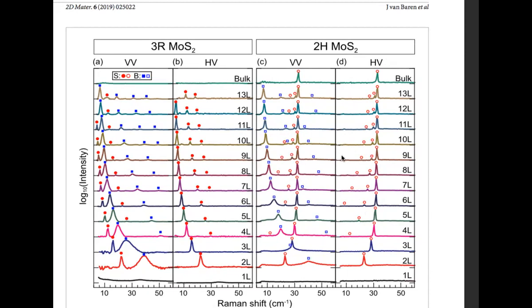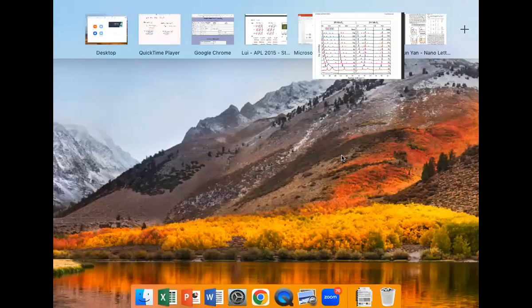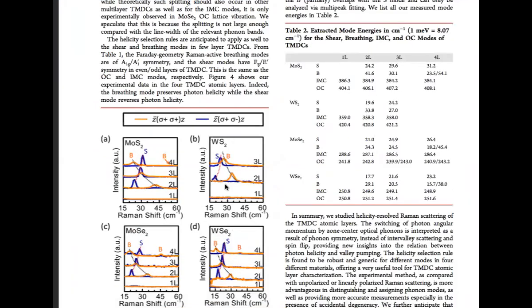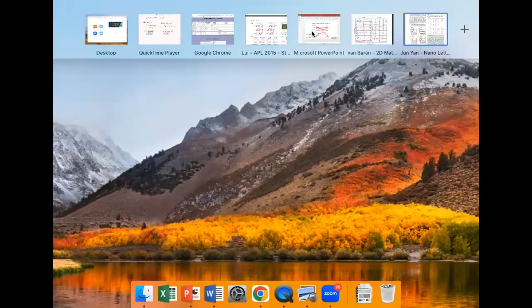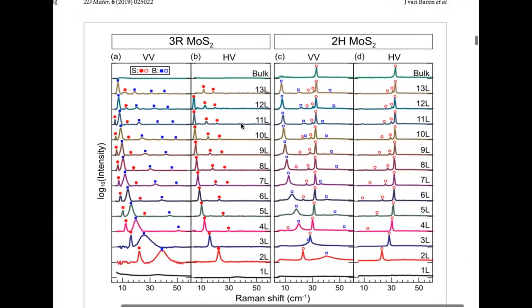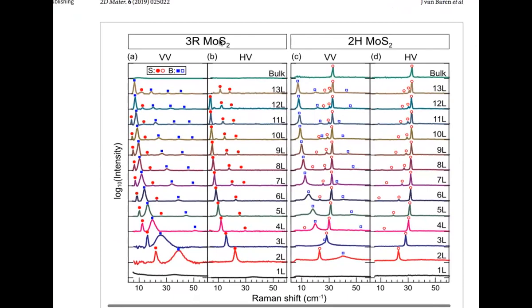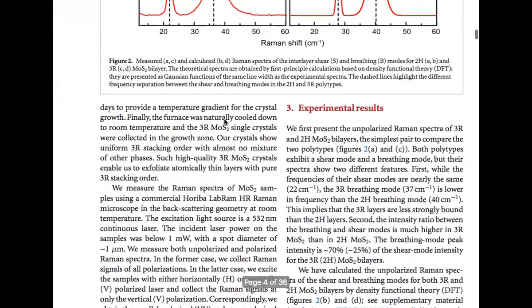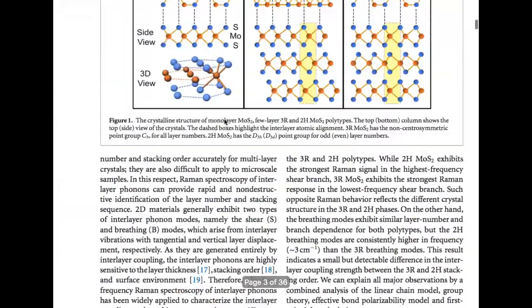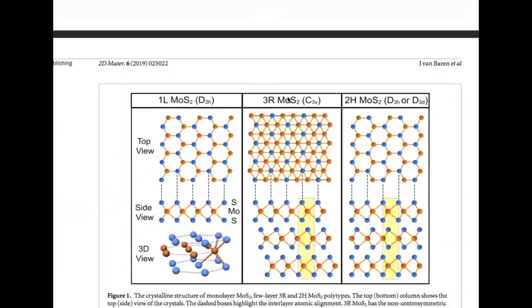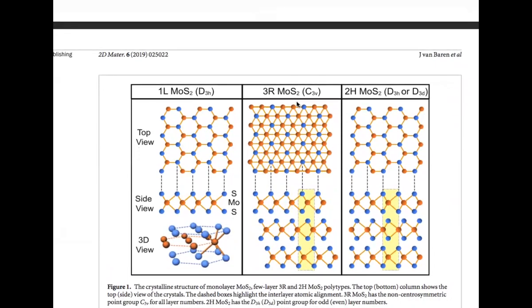But in principle, if you use helicity, I think you can separate it better, just like Professor Chun Hung's paper here. Okay, so if you're interested, you can do the analysis for 3R MoS2. You just apply the same one for 3R MoS2. We already have the group here for you. Maybe just quickly do it. Let's do one more example.